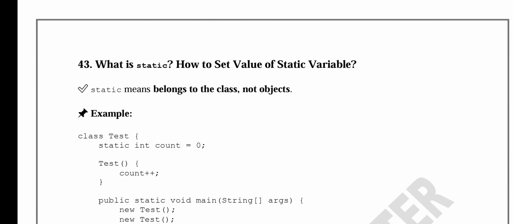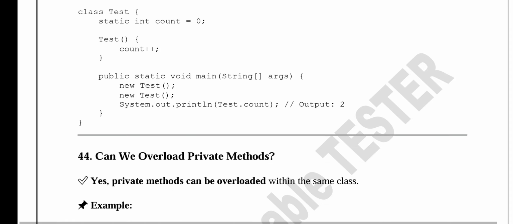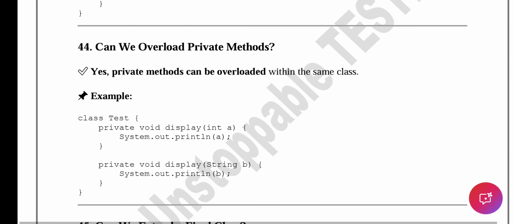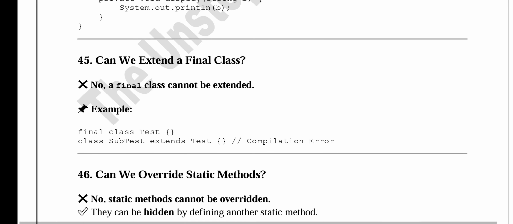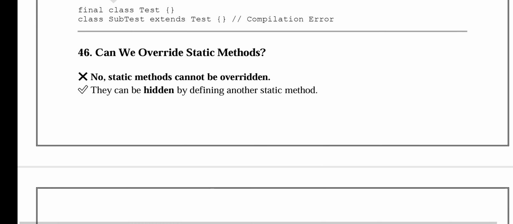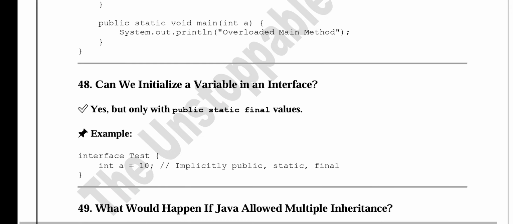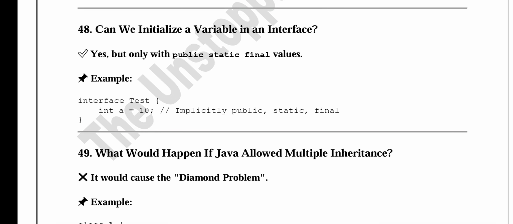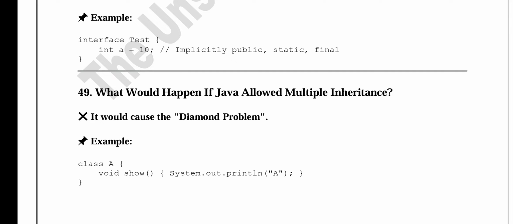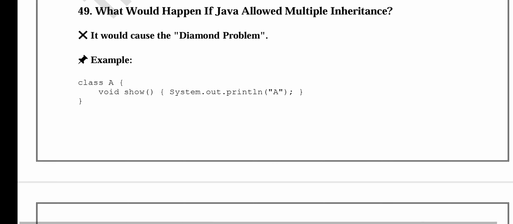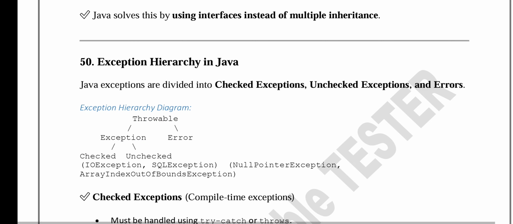What is static and how to set value of static variable? Can we overload private methods? Can we extend a final class? Can we override static methods? Can we overload main method? Can we initialize a variable in an interface? What would happen if Java allowed multiple inheritance?